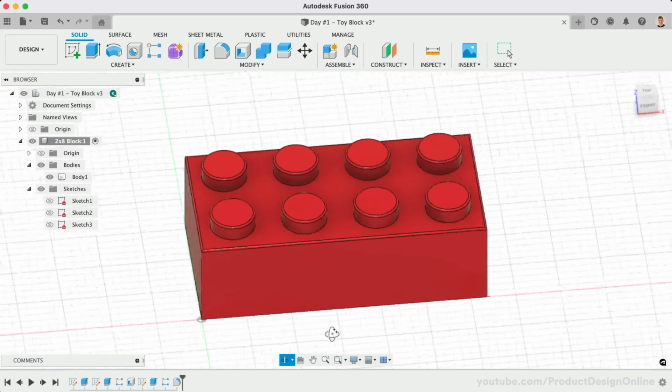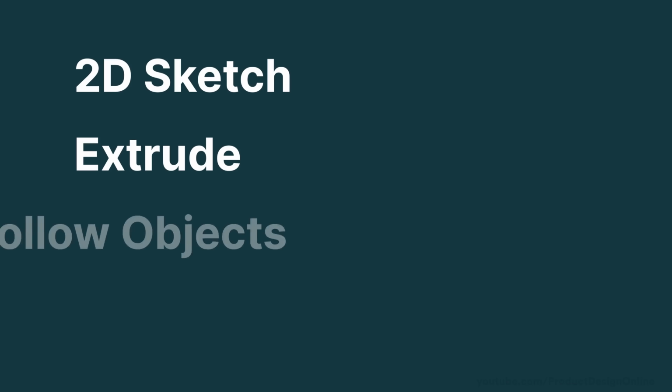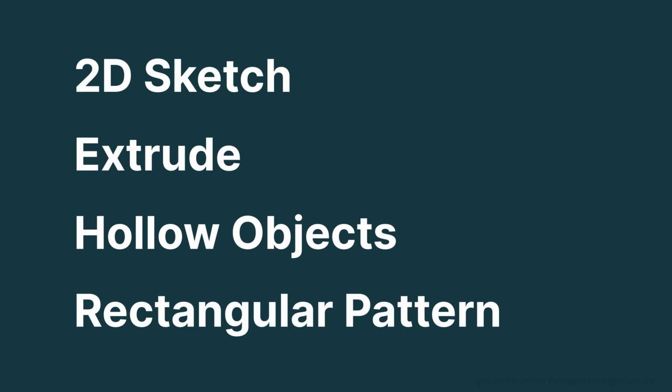I'm Kevin Kennedy, and today we'll look at how to create a 2D sketch, the extrude feature, how to make an object hollow, and the rectangular pattern feature.